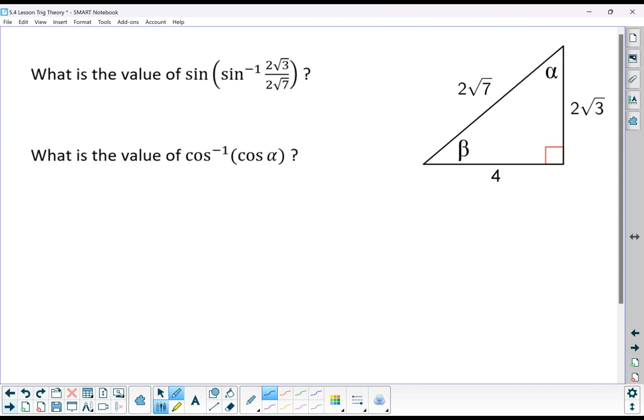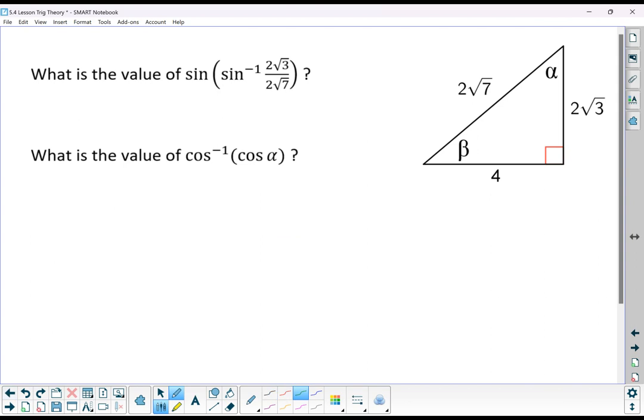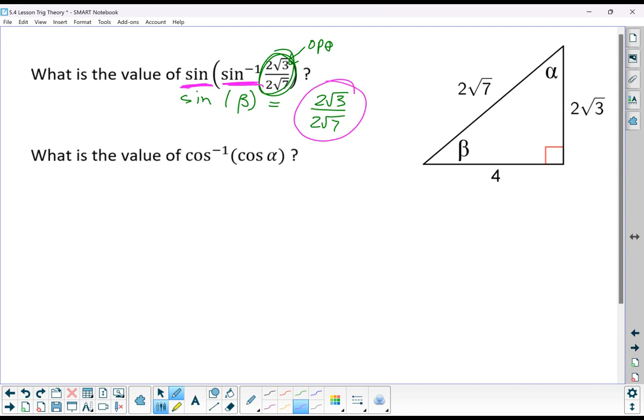All right, so here are 2 more. What is the sine of the inverse sine of 2 root 3 over 2 root 7? So we just talked about that was a cosine. The inverse sine of 2 root 3 over 2 root 7 is telling me that I am looking for the angle opposite the 2 root 3. So this is angle beta, and I want to know the sine of angle beta. Well, the sine of angle beta is 2 root 3 over 2 root 7. Hey, wait. That's what I started with. Did you notice that the sine and the inverse sine are inverse operations? They undo each other. So if I'm taking the sine of the inverse sine of something, I'm just going to get the something back as my answer, with some nuance that we'll talk about in lesson 6.